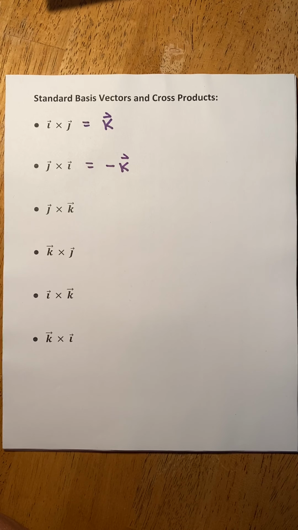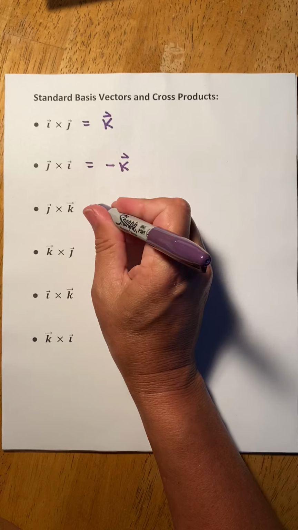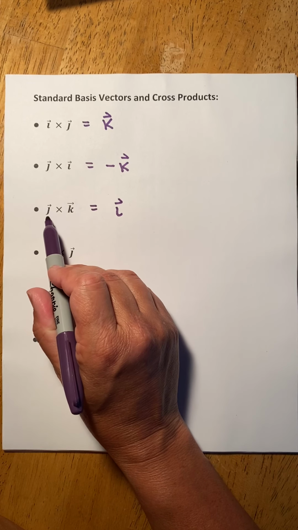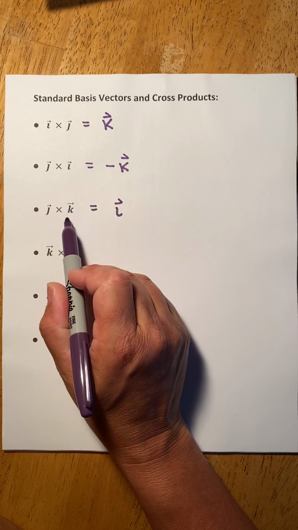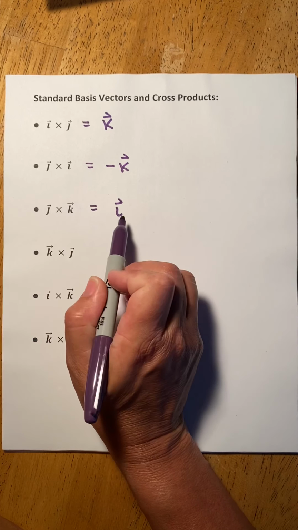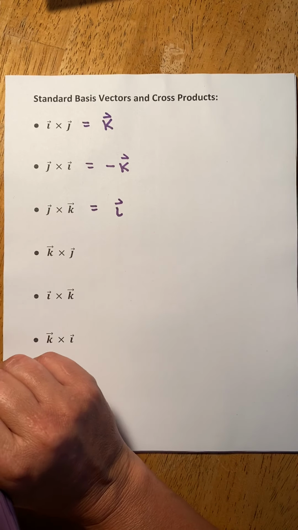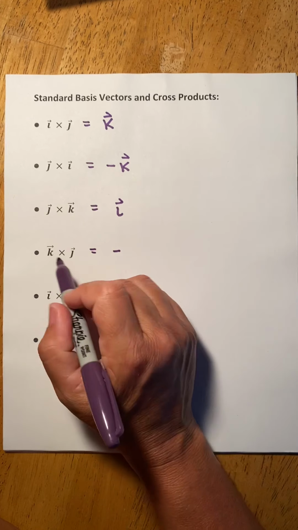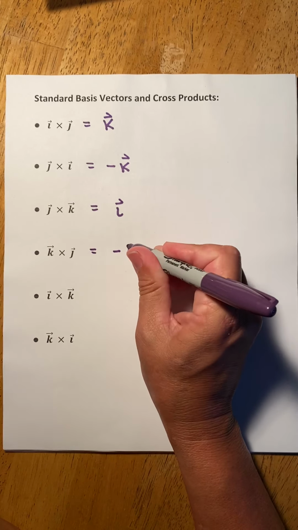If we take j and we cross it with k, so that's the vector parallel to the y-axis, this is the vector parallel to the z-axis, it's going to give me the unit vector parallel to the x-axis. If I switch it, if I do k cross j, it's going to still be parallel to the x-axis, but pointing in the negative direction.